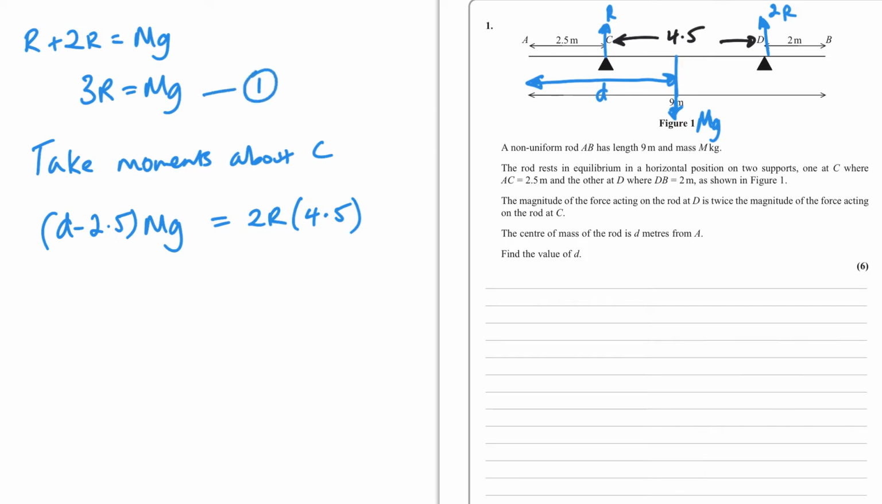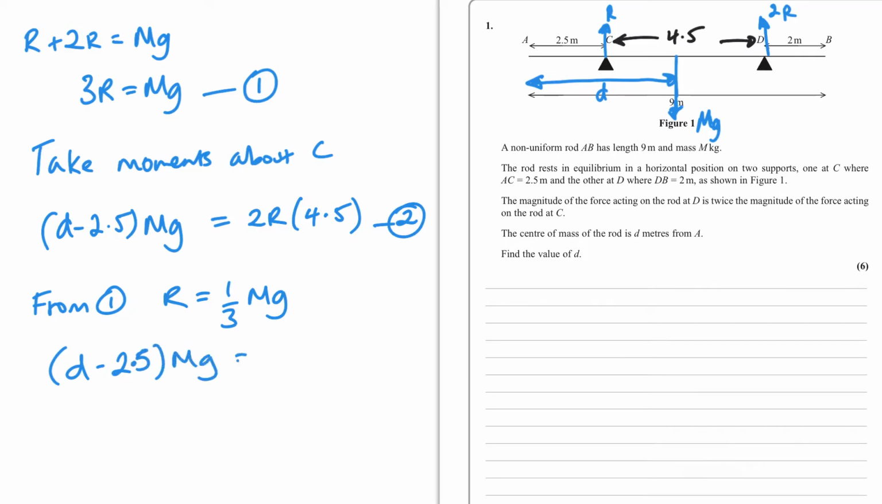Now then, let's call this equation 1 and equation 2. Now from 1, R is going to be 1/3 mg. And I'm going to substitute that into 2. So we get 2 times 1/3 mg times this 4.5. Now I can divide by m, and then those will cancel, and g is obviously 9.8.